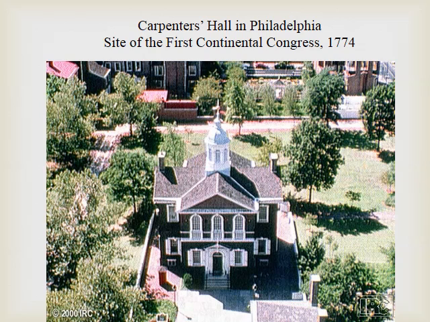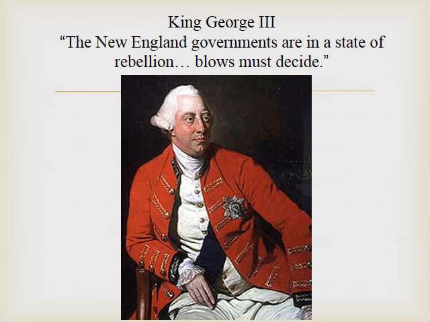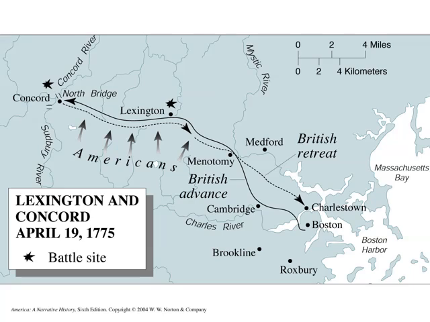Well, when this got back to England, the leadership of the British government would not have any part of the demands of the First Continental Congress. In fact, King George III said, the New England governments are in a state of rebellion. Blows must decide. Well, this all turned to violence soon after, at Lexington and Concord in 1775.